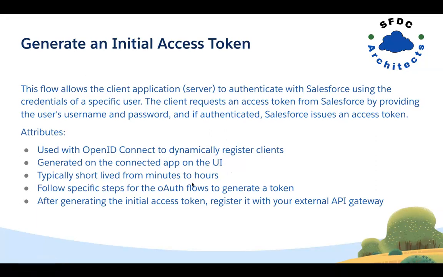Once you have set up your connected app, depending on the OAuth flow that was set up for that connected app, you may need to follow a little bit different steps for it. So if you decided to use a digital certificate to do that, you would have to generate it with the proper key to be able to get your initial access token. After you do generate the initial access token, you do need to register with your external API gateway. So those two work together.